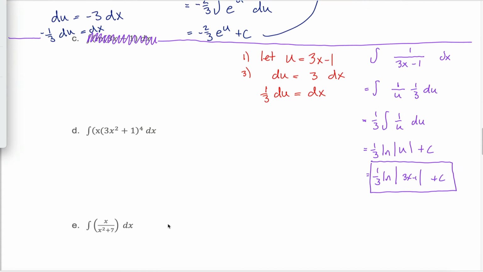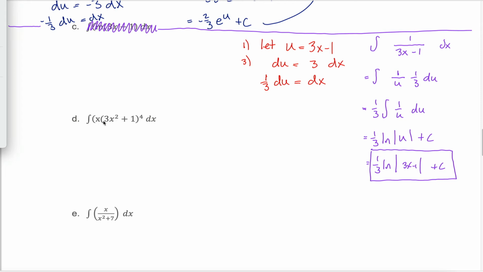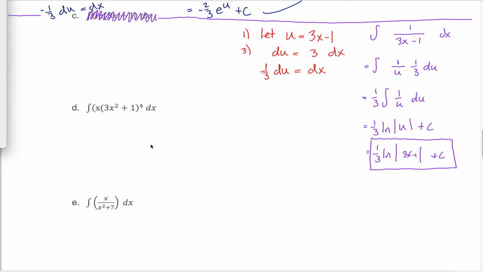How about part D here? The antiderivative of x times (3x squared plus 1) to the 4th power dx. The u substitution that we'll need for this problem is we're going to let u be equal to 3x squared plus 1. If u is equal to 3x squared plus 1, then du over dx is 6x, so I could say that du is equal to 6x dx.